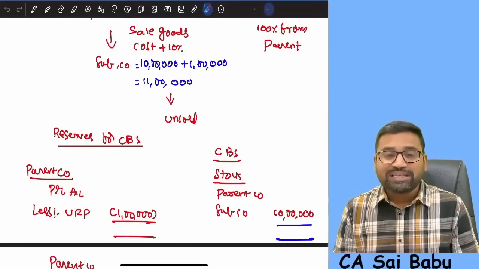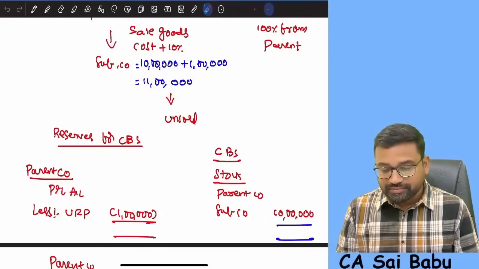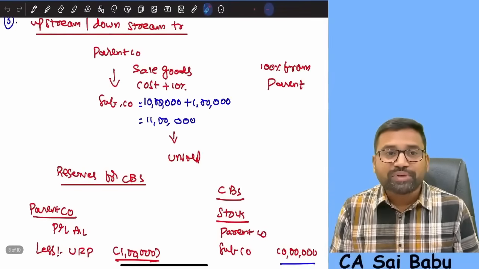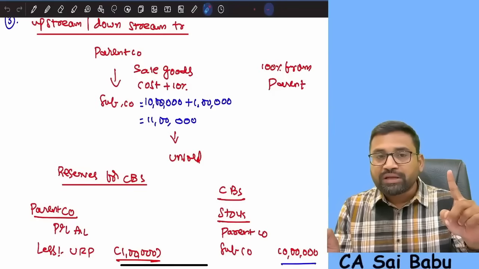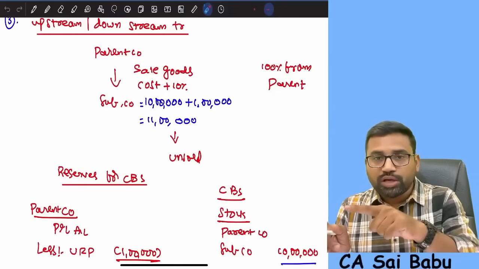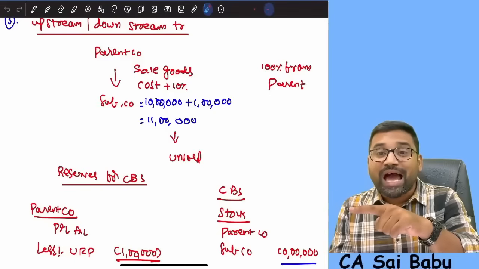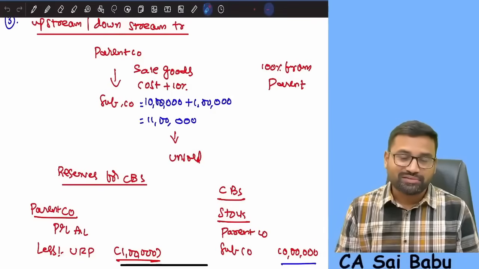But when you are adding the subsidiary company stock, eliminate this 1 lakh unrealized profit and then add. You consider only 10 lakhs. So you understand the treatment of downstream transaction. When parent company sold goods to subsidiary company, out of the goods sold, whatever the unsold stock is there, in that unsold stock, whatever the unrealized profit is there, that you need to eliminate at the time of consolidation.